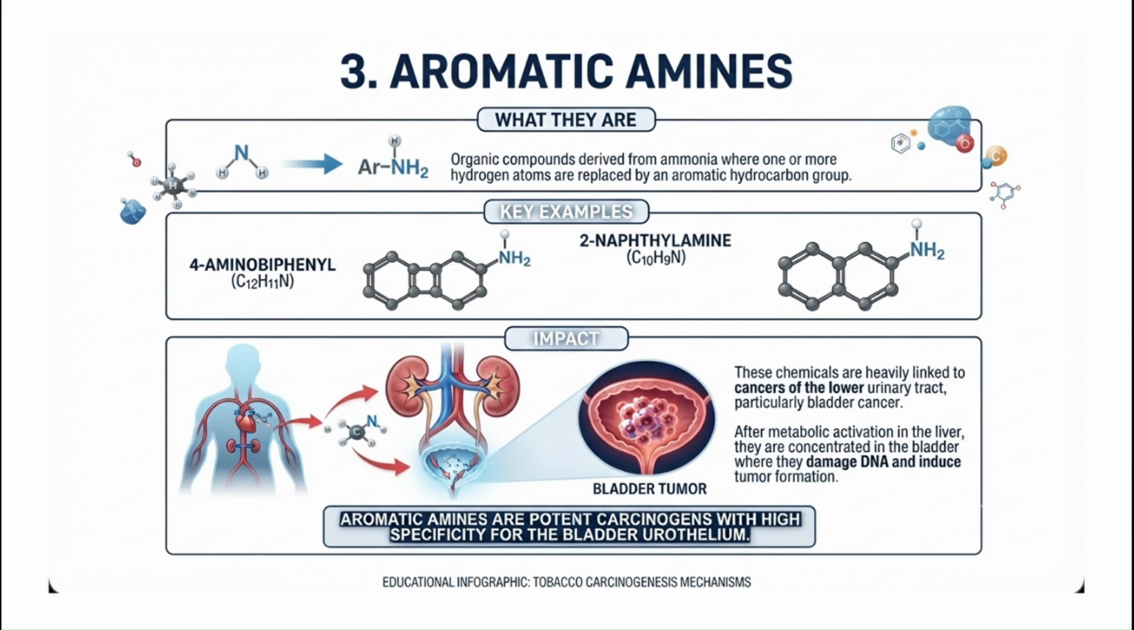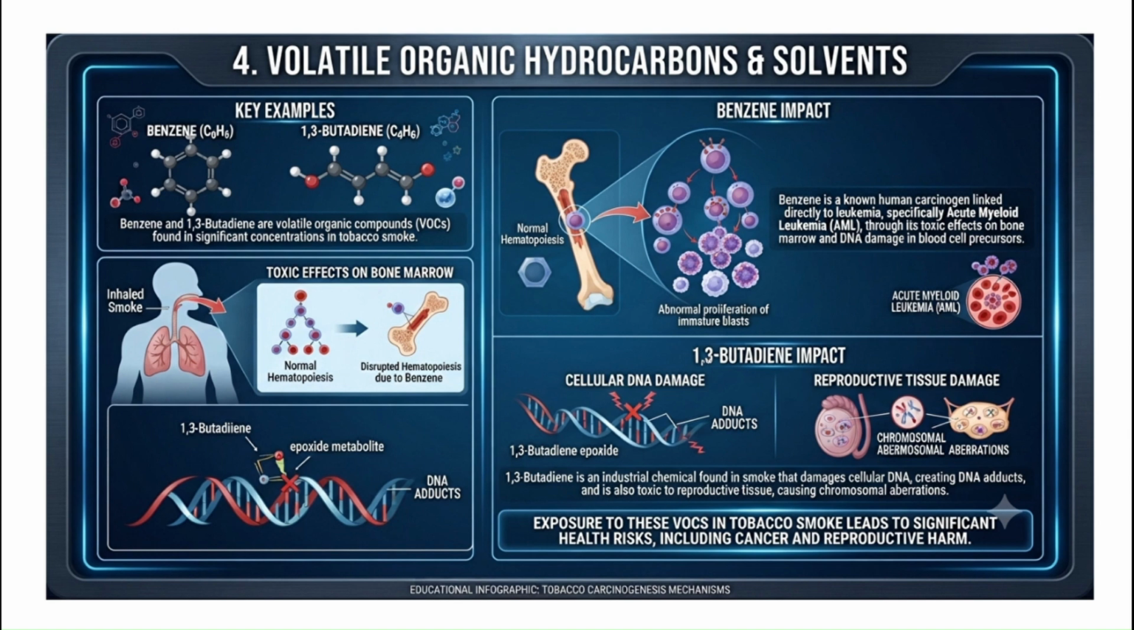4. Volatile organic hydrocarbons and solvents. What they are: chemicals like benzene and 1,3-butadiene are prominent volatile organic compounds found in tobacco smoke. Impact: benzene is a well-documented human carcinogen that targets bone marrow, directly causing leukemia, specifically acute myeloid leukemia. 1,3-butadiene similarly damages cellular DNA and reproductive tissues.